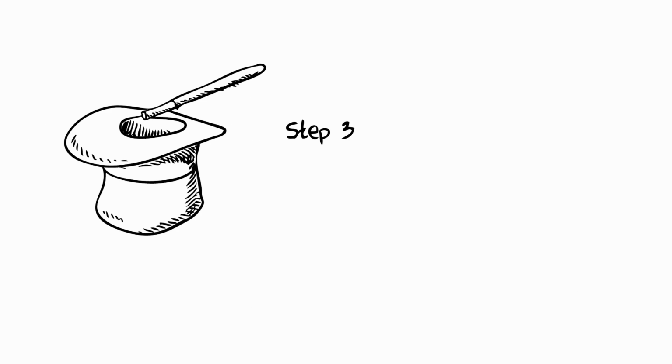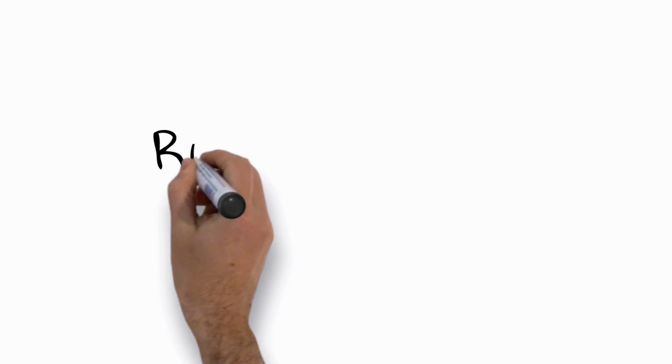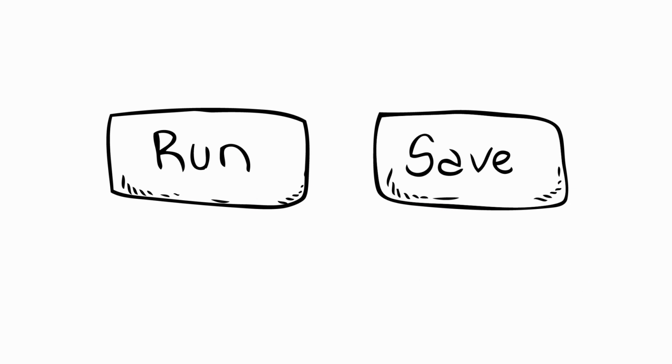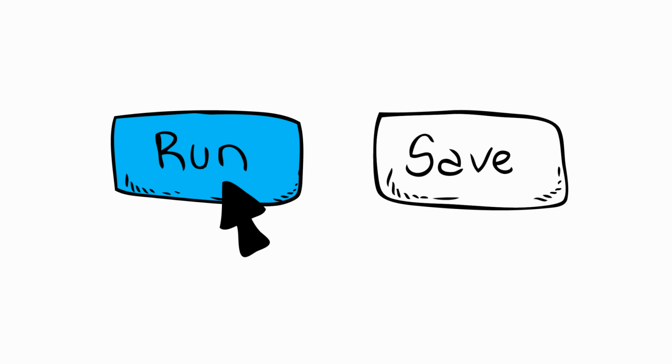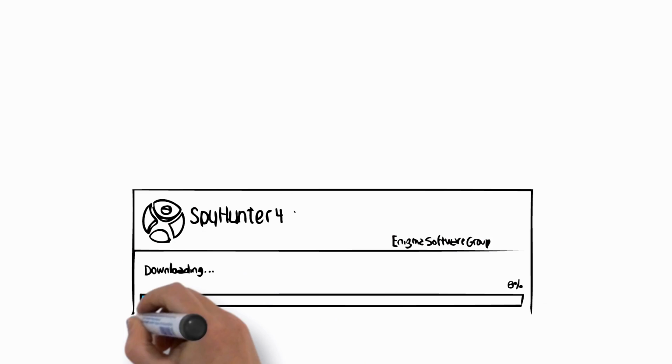Step 3. This is the most important step of all. The software you will be installing has been tested and proven to work for removing this virus. After you have hit OK in the Run command, you have initiated the installation process. You will then be asked if you would like to run or save this file. Click Run. By clicking Run, you will begin downloading a program called Spy Hunter 4.